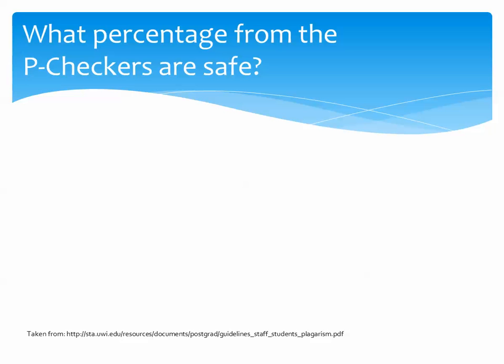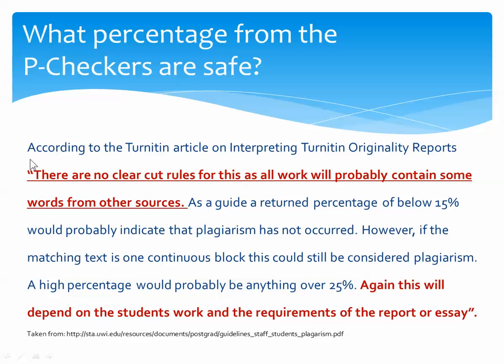Now, what percentage from the plagiarism checkers is considered safe? Oh, I didn't plagiarize. This is what one university said. There are no clear-cut rules for this, because everyone's work is different. I've had students hand in one paragraph of work with two direct quotes, and that's already 48% based on the plagiarism checker. But when I check it, I see there's no plagiarism at all. So here it says, as a guide, anything below 15% might indicate plagiarism has not occurred, and anything above 25%, there might be plagiarism. But like I said earlier, use the free checkers as a tool to help you. Again, this will depend on the student's work and the requirements of the report or essay, or the requirements from your professor. Okay.